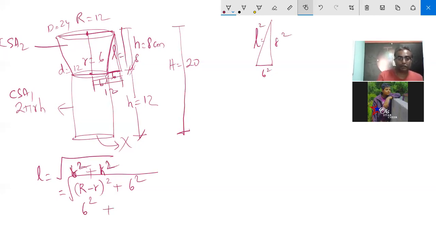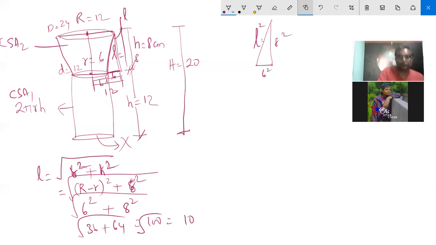6 squared plus 8 squared. Root of 36 plus 64. That is root of 100, which is equal to 10. So L is equal to 10, the slant height. So L is equal to 10 centimeter. Now you have to find out the CSA of the frustum.